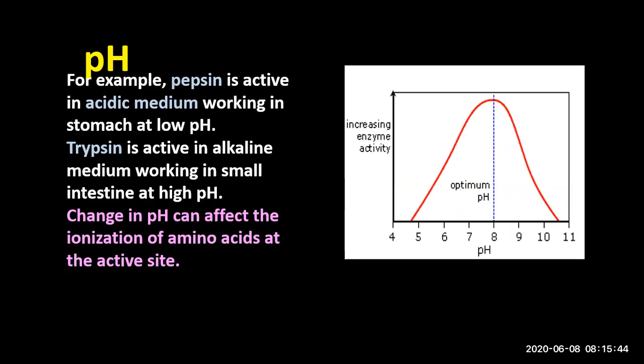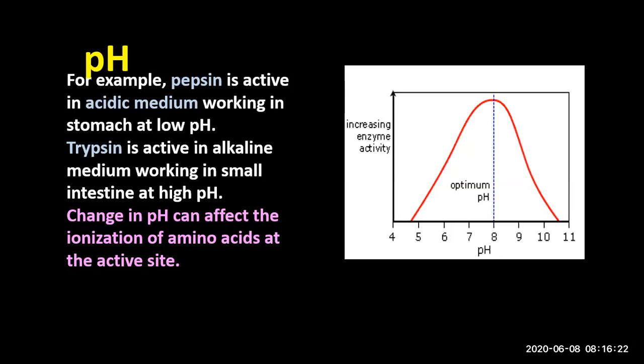For example, pepsin. You might have heard this enzyme. Pepsin works in our stomach. Pepsin gets active in acidic media, and the pH in our stomach varies, but mostly it's 2. So pepsin performs well in acidic media and shows its best performance at pH 2.